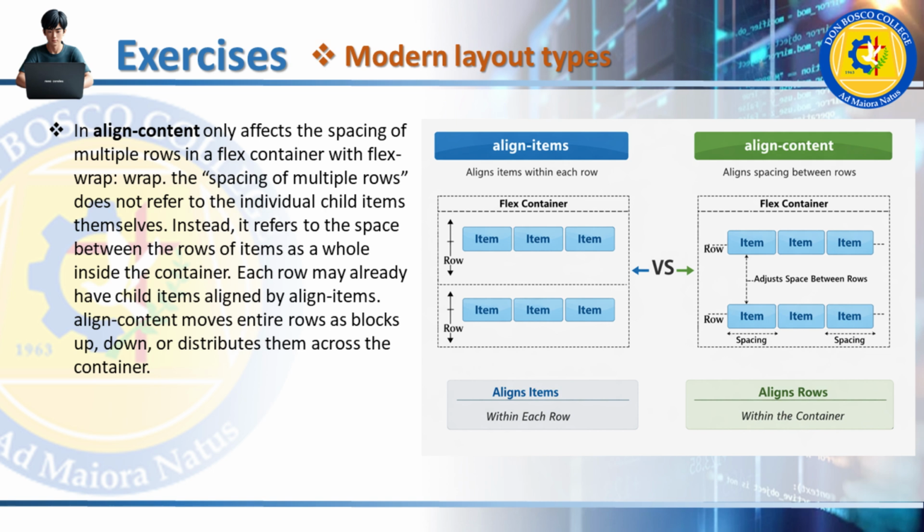The spacing of multiple rows does not refer to the individual child items themselves. Instead, it refers to the space between the rows of items as a whole inside the container. Each row may already have child items aligned by Align Items. Align Content moves entire rows as blocks up, down, or distributes them across the container. Please observe the given diagram.